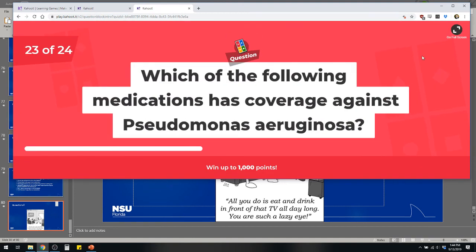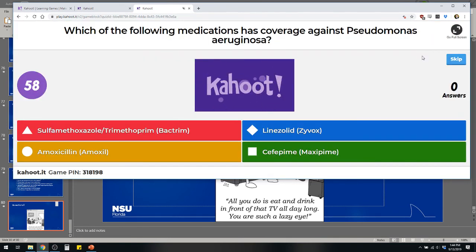Which of the following medications has coverage against Pseudomonas? The Bactrim, Zyvox, Amoxicillin, or Maxapine.